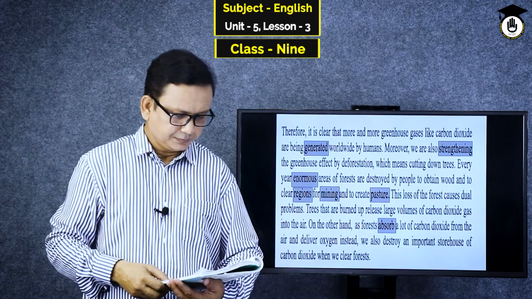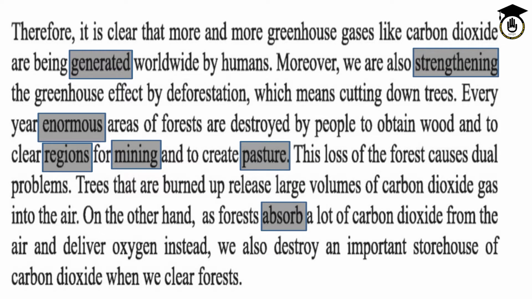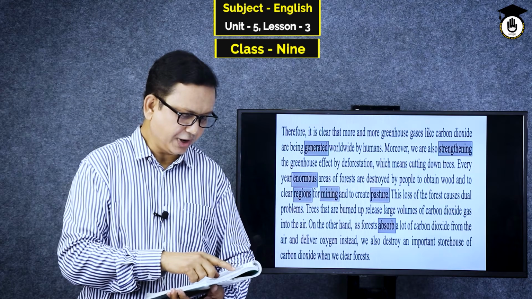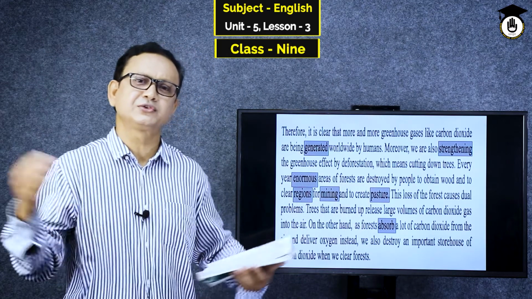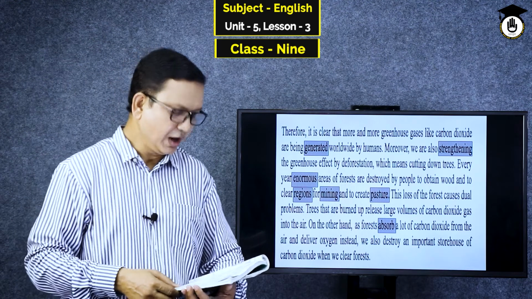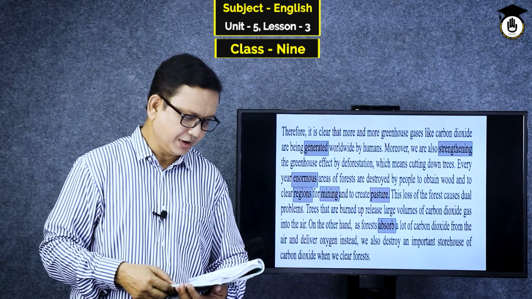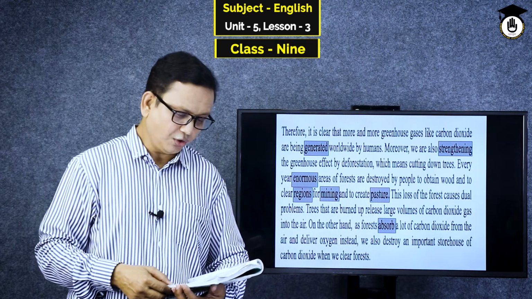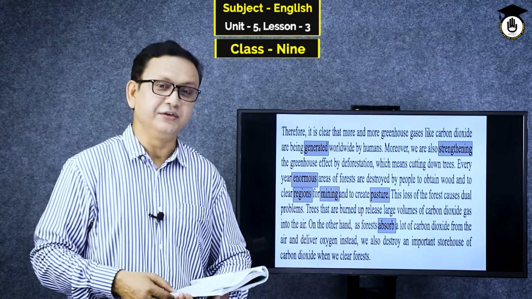Then, every year, enormous areas of forests are being destroyed by people to obtain wood and to clear regions for mining and to create pasture. So, enormous areas of forest means vast areas of forest, large areas of forest. We destroy vast areas of forest every year. Why? To obtain wood or to clear regions.